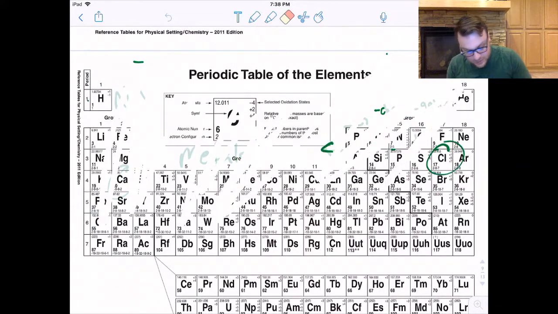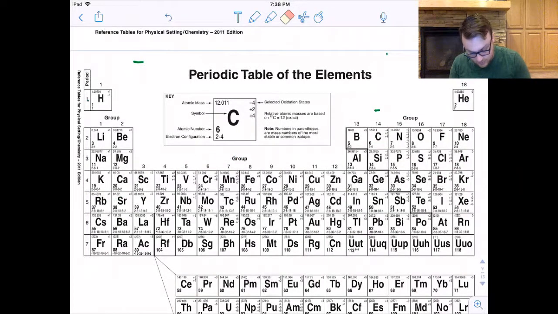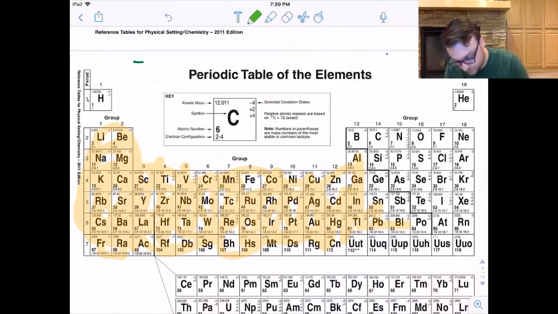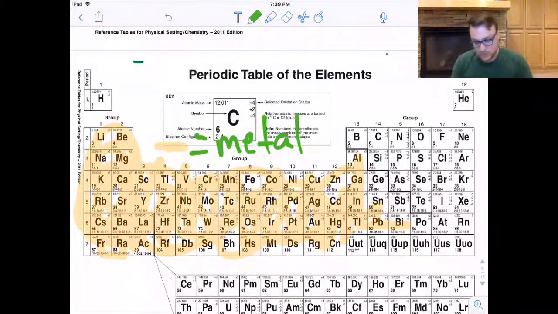I did this the other day, but might as well color code it again because it is important. Everything I'm highlighting in orange are your metals. So, orange equals metal. And I'm going to be erasing this a lot, I think, because I'm going to be writing on it so much. So just keep that in mind.